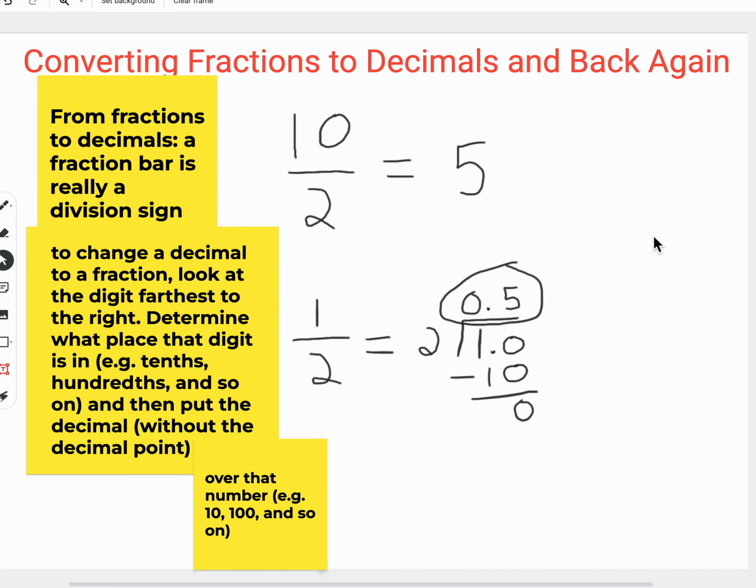Let's take a look at an example. We'll take a look at 0.5. First, we need to look at the digit farthest to the right. This will be 5 in this case. Then we determine what place that digit is in. This is in the tenths place.